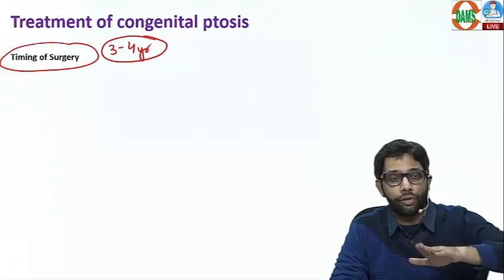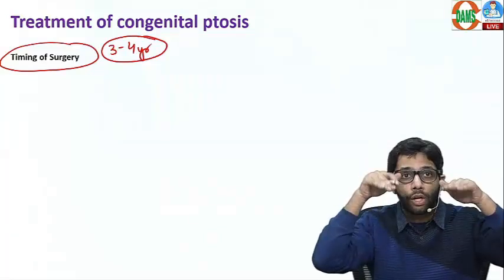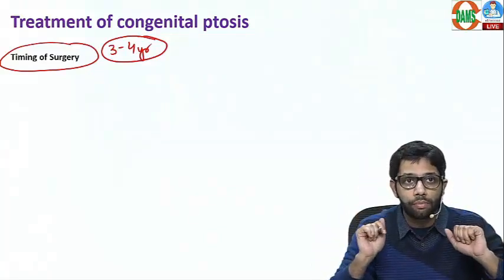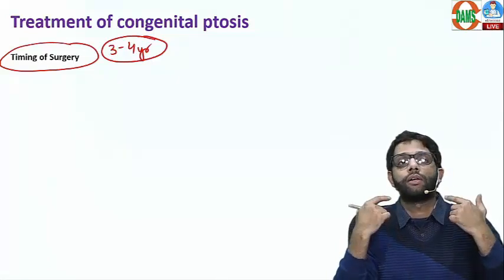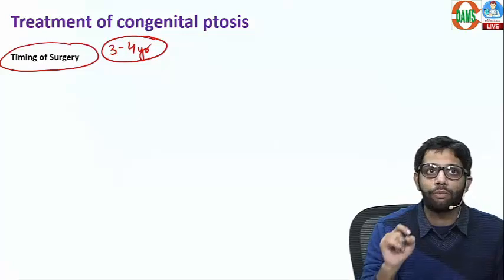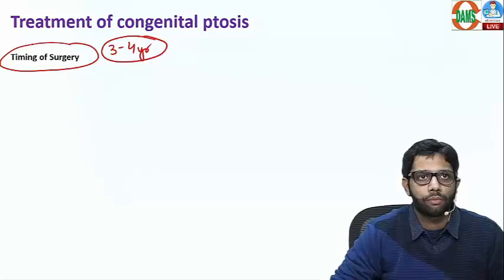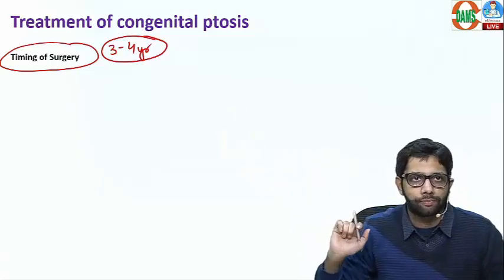So you can wait for 3 to 4 years, except in cases when the patient has amblyopia or severe ptosis, when the patient is doing chin elevation, meaning severe ptosis with the vision getting worse. In amblyopia patients, you can do surgery as soon as possible. But generally speaking, 3 to 4 years.